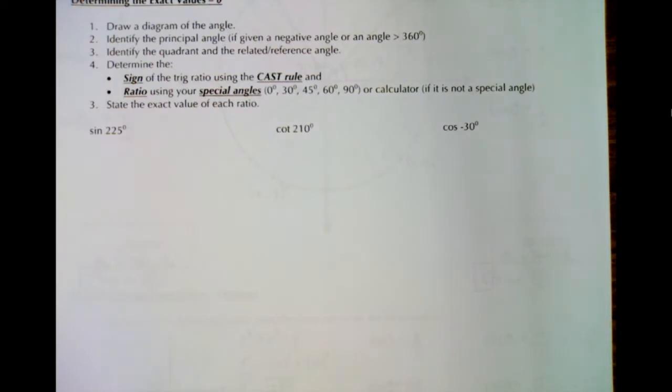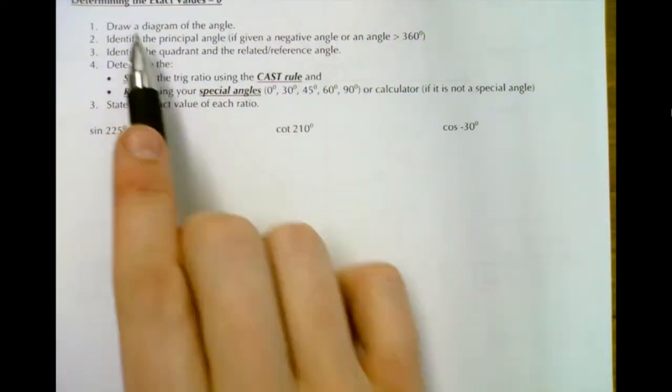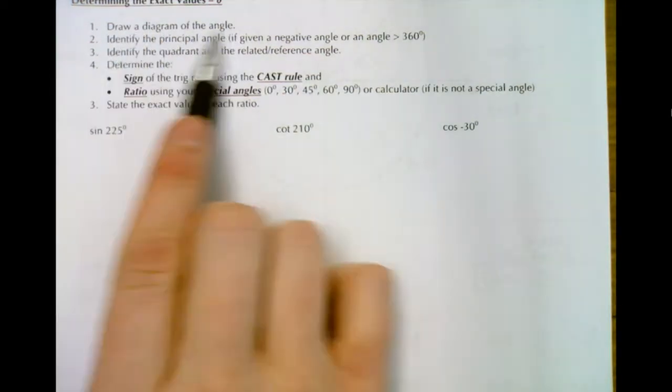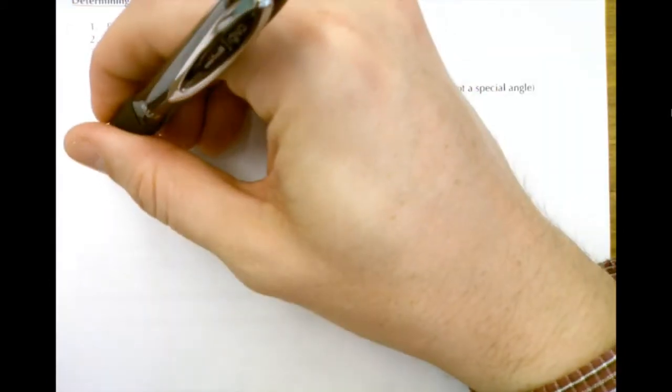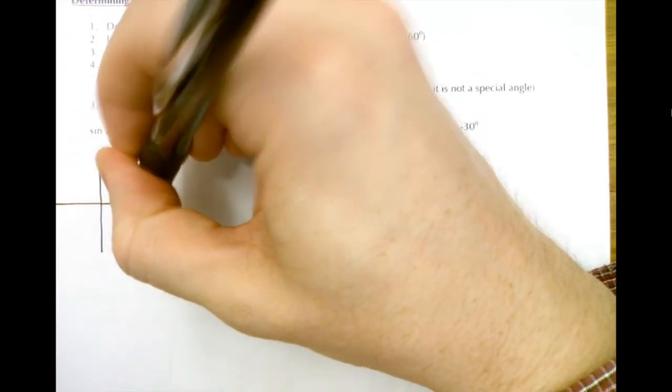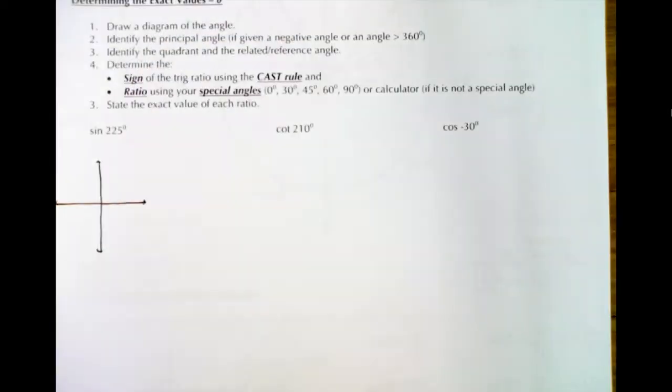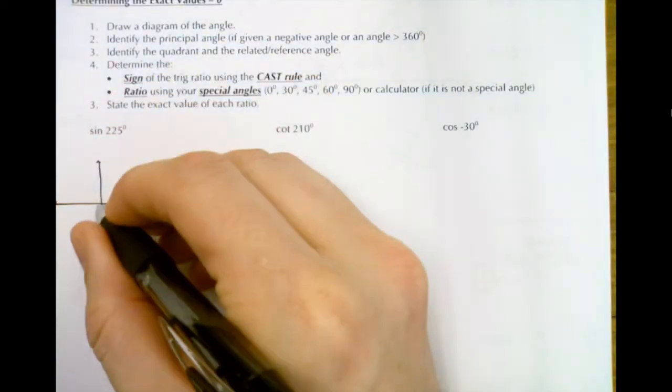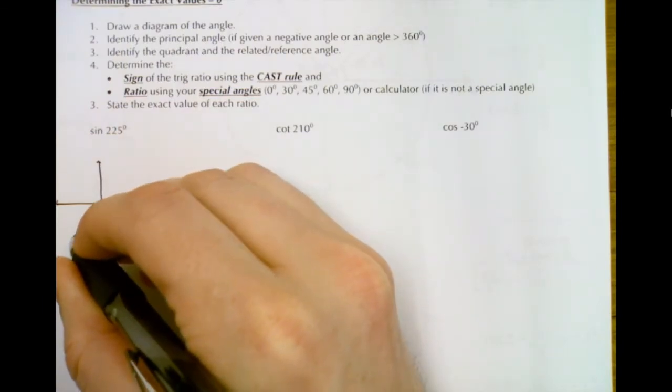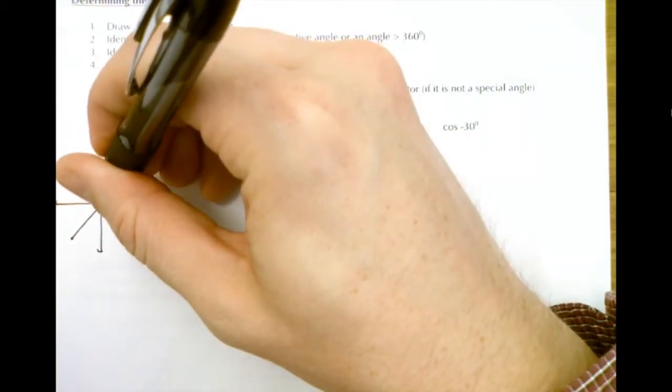Let's try an example together. The first step is to draw the diagram of the angle on the Cartesian plane. Our angle is 225 degrees. So I'm going to draw my Cartesian plane. I'm going to consider what quadrant 225 would be in. It would be in the third quadrant. So I'm going to draw a terminal arm. And I'm going to draw my theta.